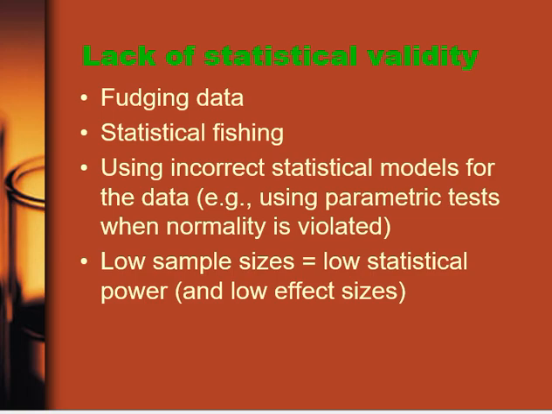I've spoken about this already, but also not using the correct statistical model for the data can affect statistical validity. For example, if you use a parametric test on data that isn't actually normally distributed, that would be a factor. And another big factor that influences statistical validity is having low sample sizes. The lower your sample size, the lower the statistical power, and therefore you're also going to get low effect sizes.